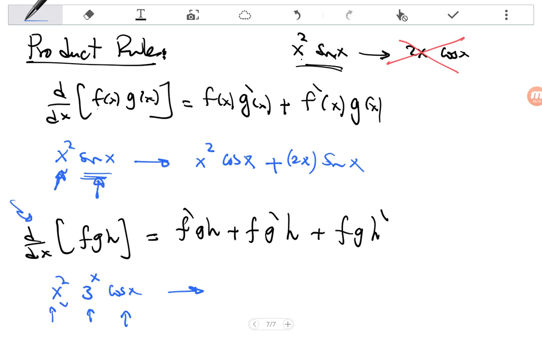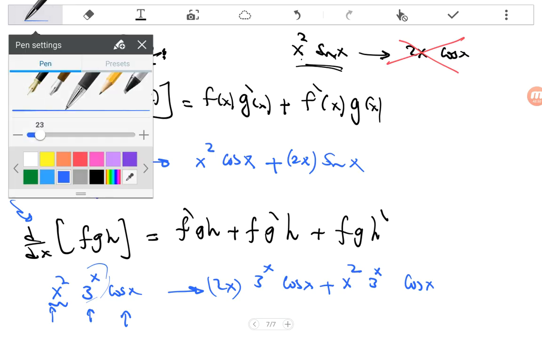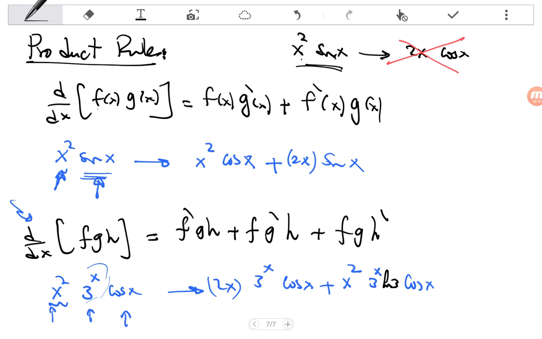So in this case, I will just take the derivative of the first, so it will be 2x, and keep the others as they are, plus the first as it is and the third as it is, times the derivative of 3 power x. What is the derivative of 3 power x? The derivative of an exponential is the same as it is. But if I change the base to any other number than e, I just multiply by ln 3. I just multiply by ln of that number. Okay? Have I finished? No.